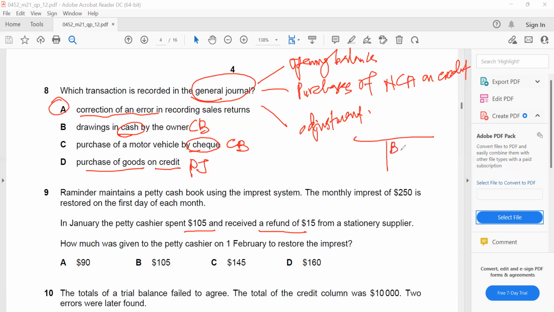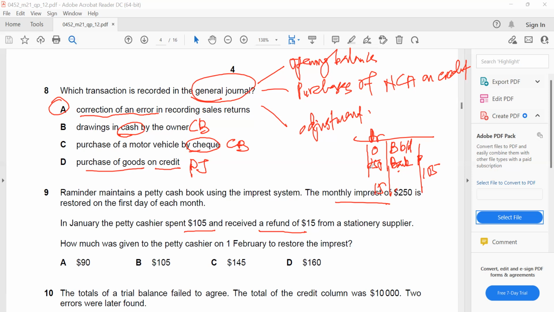Assuming there is no opening balance brought down in here, it is 0 because they didn't mention it. This is a receipt, amount is 0. But the imprest amount is restored in the beginning of the month, he will get a bank amount of 250. This is the debit side of the petty cash book. And then he spent the items, total here is 105. This is the credit side. And then he received the refund from the stationery supplier, which is 15.